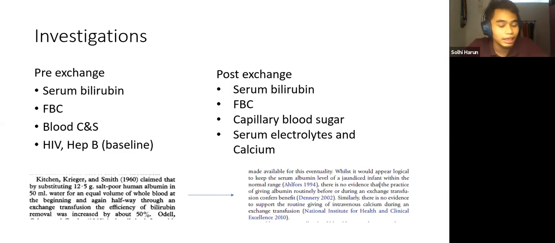This previous journal paper in 1960 says that giving albumin improves the efficiency of bilirubin removal by 50%. They also say that giving calcium gluconate, because in PET red cells we have citrate, the anticoagulant, which can form a complex with calcium causing hypocalcemia. But a recent study says that there is no evidence that the practice of giving albumin routinely before exchange transfusion confers benefit, and there's no benefit giving calcium gluconate during an exchange transfusion.